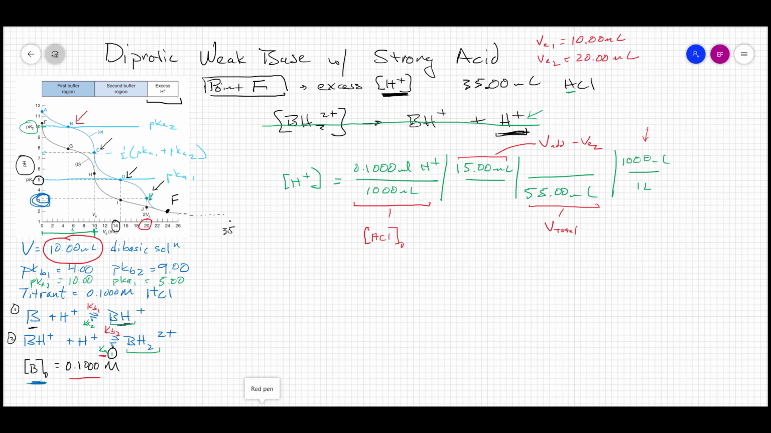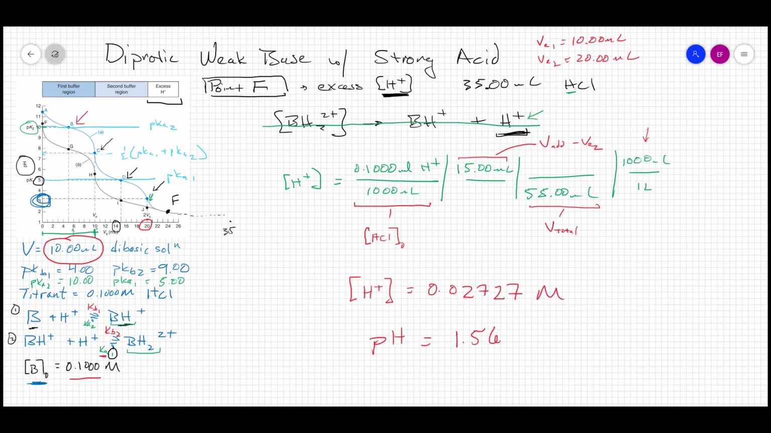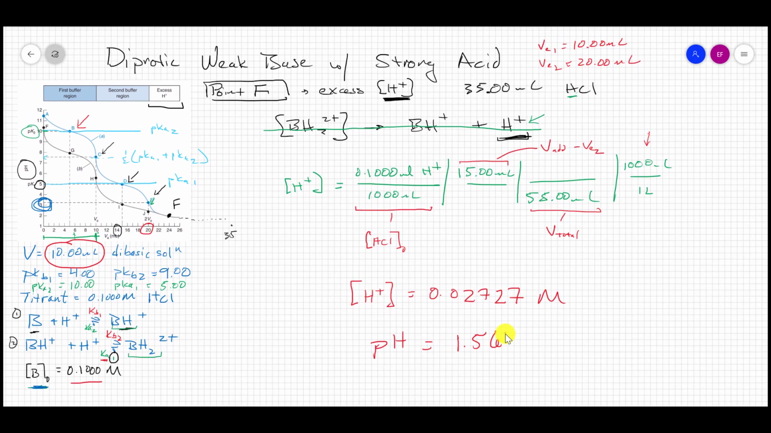If you do that, what does that give us? So that gives me a value of 0.02727. I'm not really being that careful with sig figs here, so don't hold me to the sig figs here. It might be 4, in which case the pH would be 1.5643 if I'm keeping all 4. Again, don't hold me to that, but this is generally how you'd approach any point that's in excess of the second equivalence.